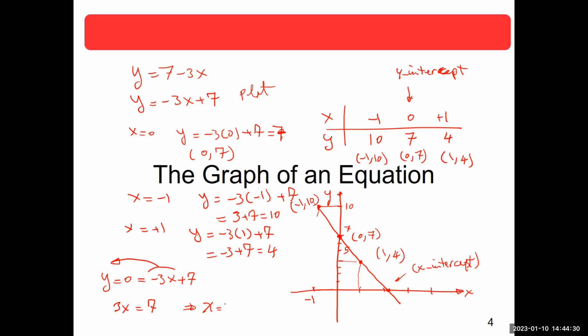I have some glitches on my pen. 7/3 is equal to 2 point something. I think it's 2.2. And if you look at the drawing, I have this is 1 and this is 2, so we are almost correct. So the x-intercept is 2.2 comma 0. This is the x-intercept. Okay.